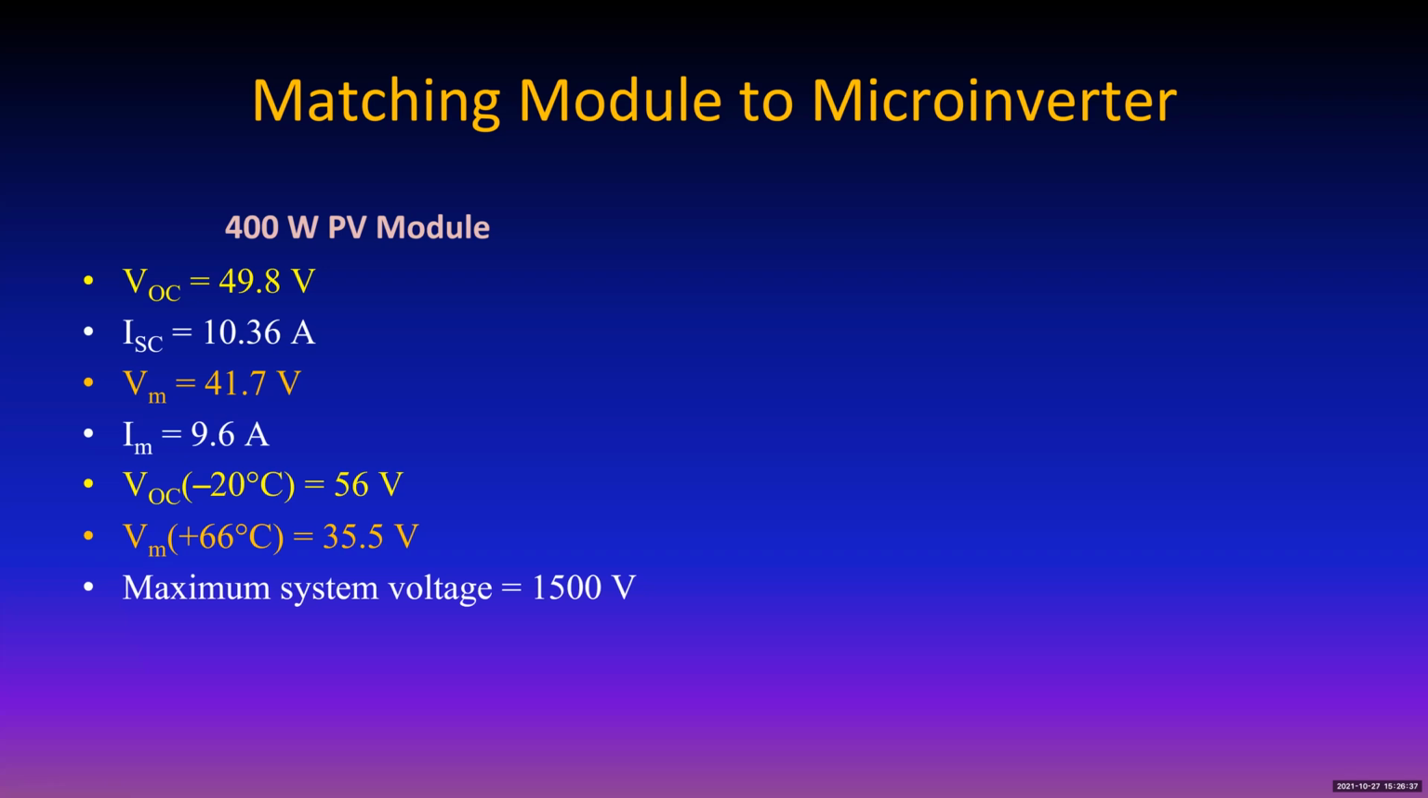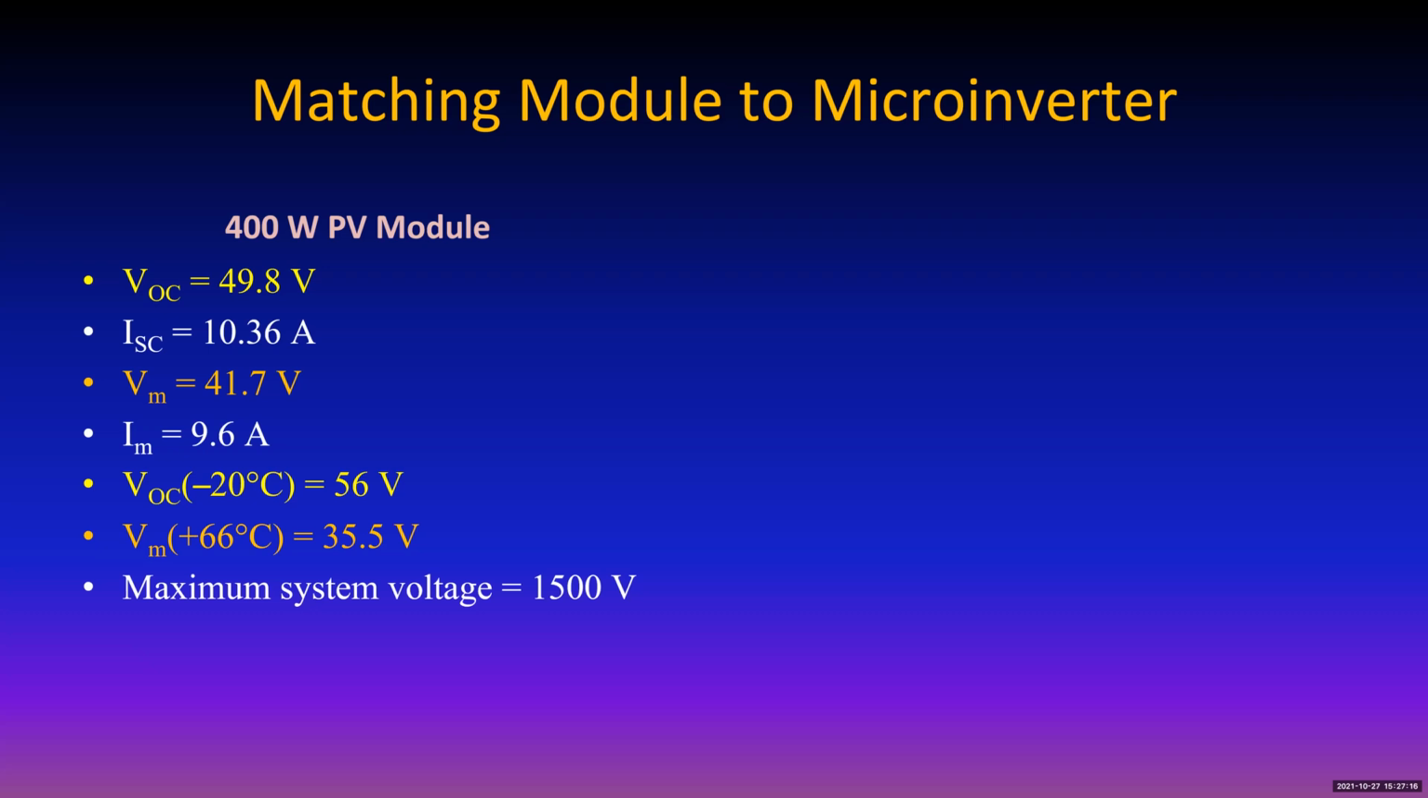And again, a typical 400 watt module is a 72 cell module, as they basically measure about 1 meter by 2 meters in dimensions. Open circuit voltage 49.8, short circuit current 10.36, maximum power voltage 41.7. You can read those numbers. The important thing is that when it's really cold, that open circuit voltage will go up to 56 volts, and when it's really hot, that maximum power voltage will drop down to 35.5 from the 41.7.